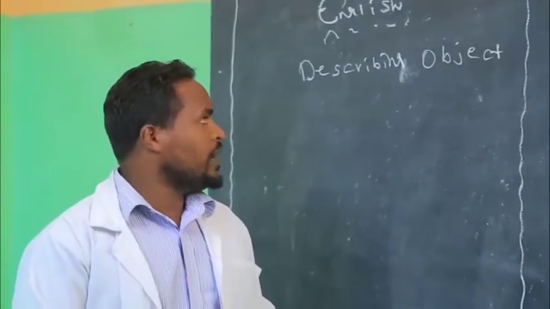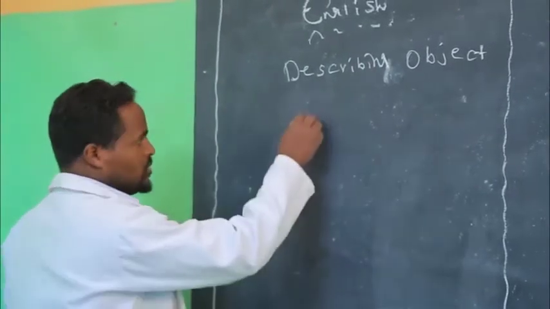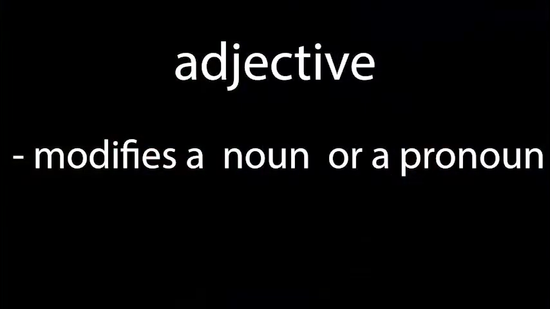Before that, when we want to describe an object, we use adjectives. Do you know adjectives? Do you know what an adjective means? Let me tell you, an adjective is a word that modifies. The main use of an adjective is modifying a noun or pronoun. So we use an adjective to describe a noun or pronoun.